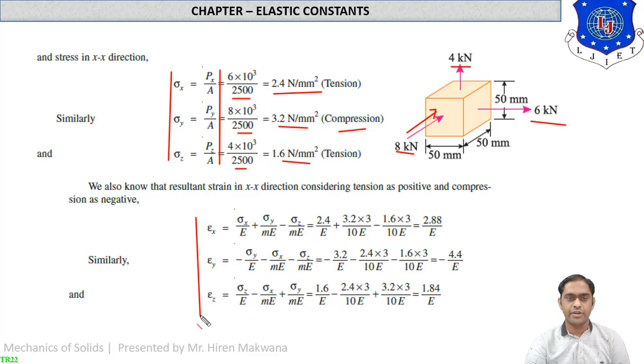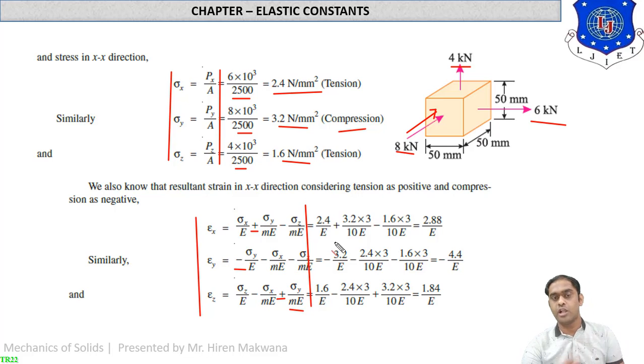Now finding epsilon x, y, z, according to our formula, this is the formula. But sigma y is negative because it is compressive. So whenever there is sigma y, the formula becomes minus minus plus. Here sigma y is the first term, so it will become minus. And here sigma y is the last term, so it becomes minus minus positive. By replacing all the values which we have calculated, the final answer will be like this: 2.88 upon E, minus 4.4 upon E and 1.84 upon E.